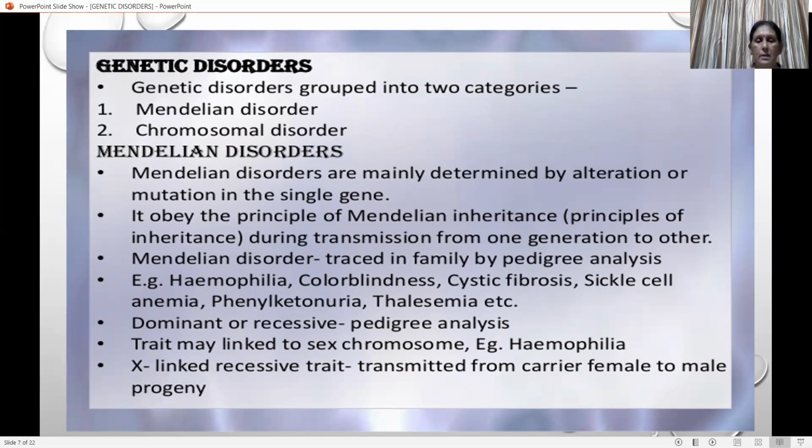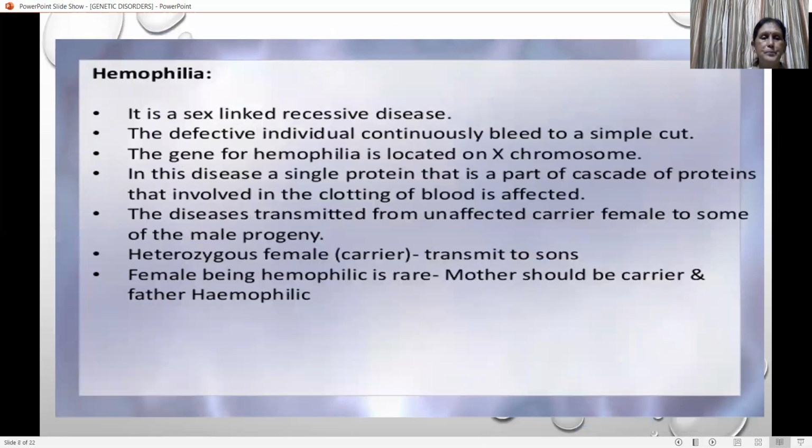Examples are hemophilia, color blindness, cystic fibrosis, sickle cell anemia, phenylketonuria, thalassemia, etc. So dominant or recessive can be determined with the help of pedigree analysis, and a trait sometimes may be linked to the sex chromosome, as found in hemophilia, and sometimes it may be an X-linked recessive trait that is transmitted from female to male progeny in a crisscross manner.